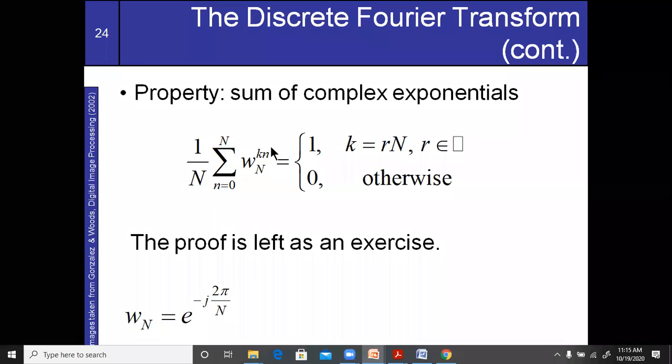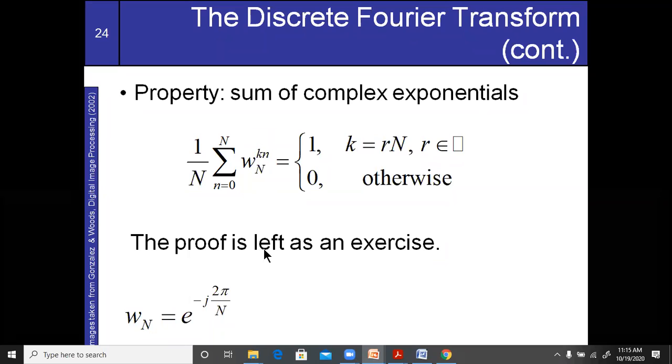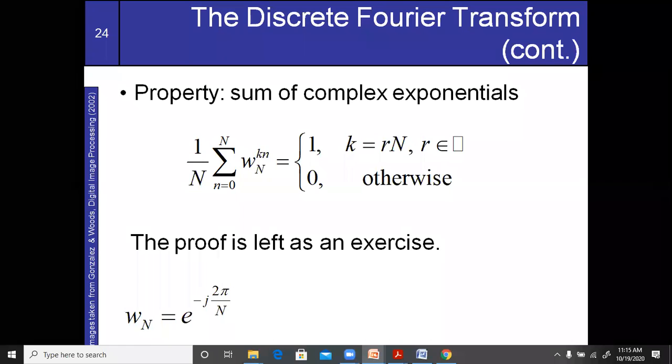You can just substitute that and write 1 by N times the sum over n equal to 0 to N of W_N to the power of, in place of this k over here, you can substitute rN, and W_N to the power N will be just e to the power of minus j 2 pi. E to the power of minus j 2 pi is cos of 2 pi minus j sine 2 pi. Cos of 2 pi is 1 and sine 2 pi is 0. So therefore, that quantity will be 1.